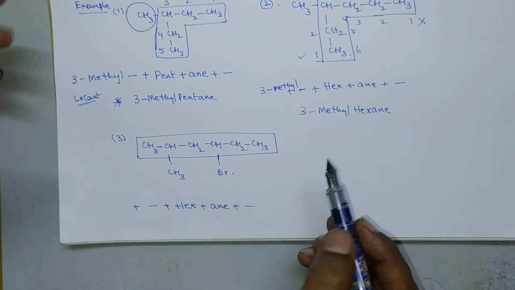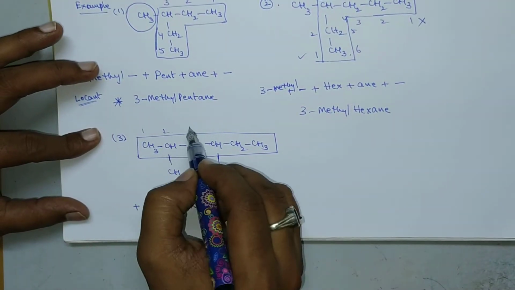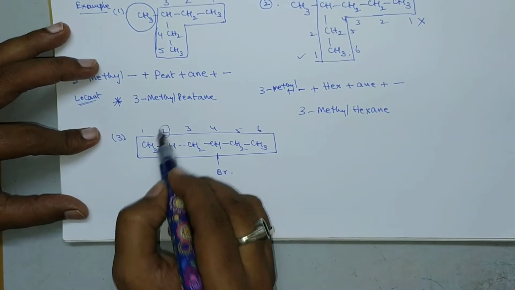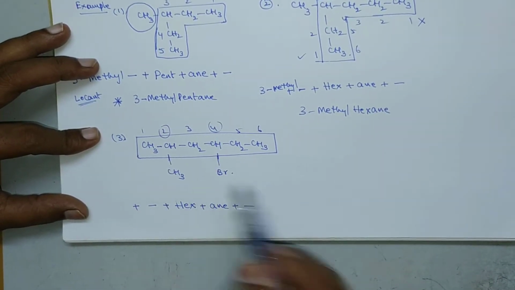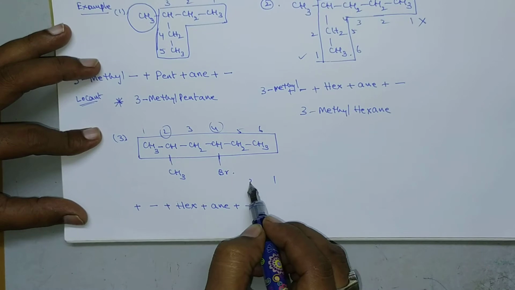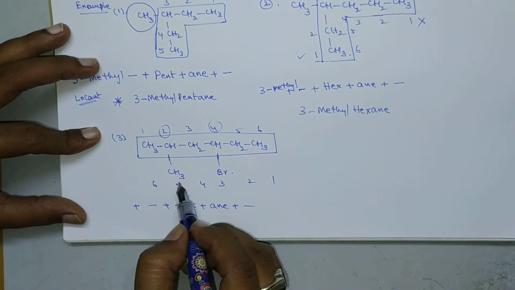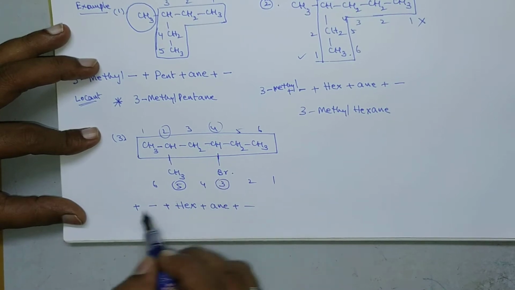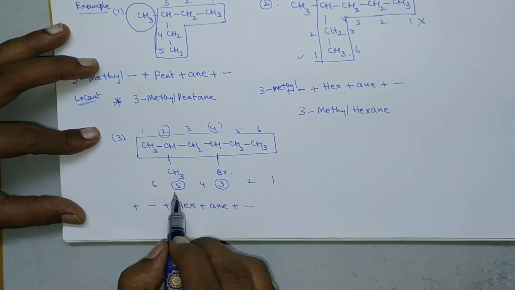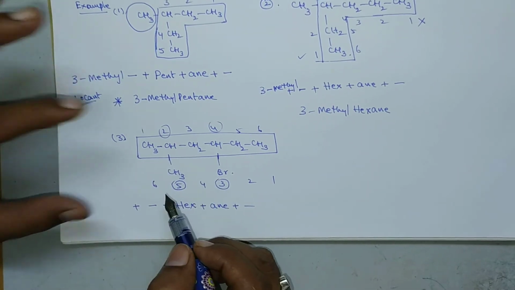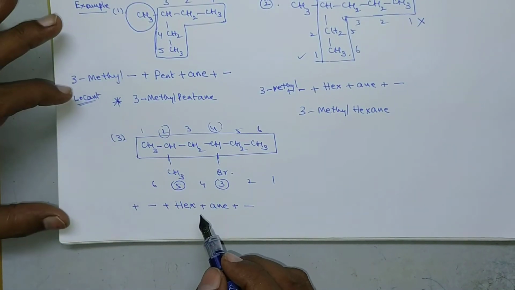So suppose if you number like this, 1 2 3 4 5 6, here we got 2 and 4. Suppose if you number like this, in this direction, 1 2 3 4 5 6, the substituted carbons possess 3 and 5 here. So the locants are 3 and 5 here. Here the locants are 2 and 4. So now which order is the correct order?